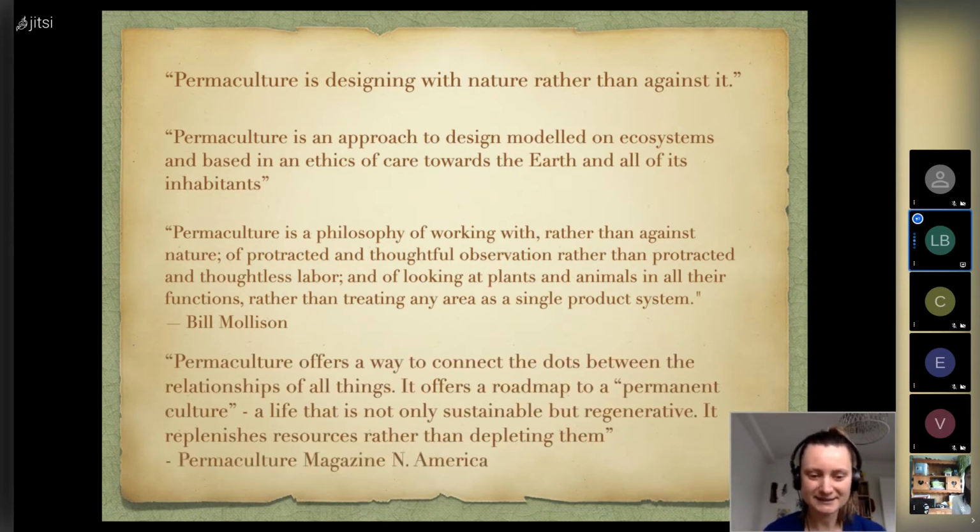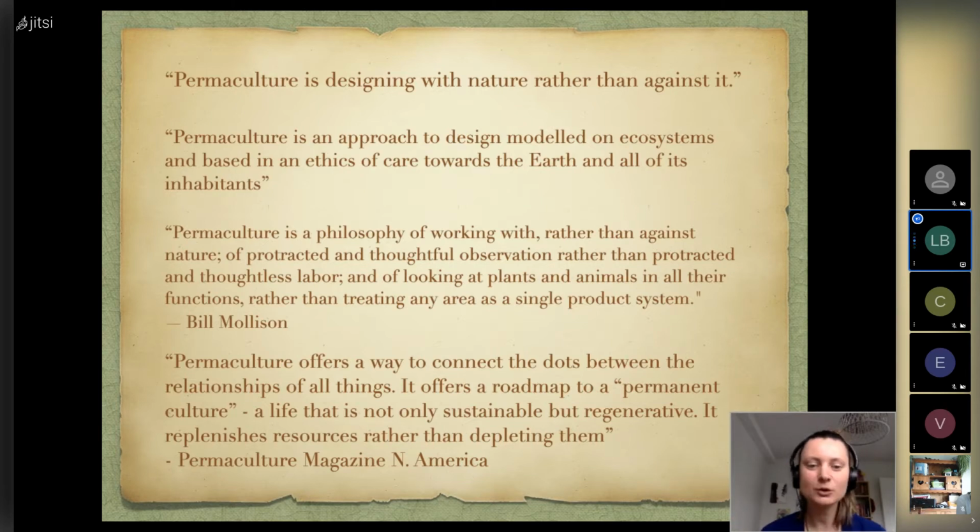And then this last definition here is a definition of permaculture that was published in Permaculture magazine, the North American edition. So it says, permaculture offers a way to connect the dots between the relationships of all things. It offers a roadmap to a permanent culture, a life that is not only sustainable, but regenerative. It replenishes resources rather than depleting them.